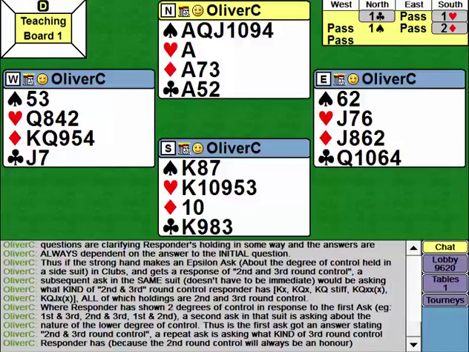And as I've said in that second paragraph, if Teller showed one particular degree of control with the first ask, then it's always asking what kind of control that is, whether a first round control is the ace or a void, for example. If the first Epsilon in that suit showed 2 degrees of control, we always know that the higher degree of control is going to be an honor. But so we're asking what kind of control the lower degree of control is. So if they've shown first and third round control, it's asking what kind of third round control. Okay, any question on degrees of control and repeat asks generally, and specifically in relation to Epsilon?